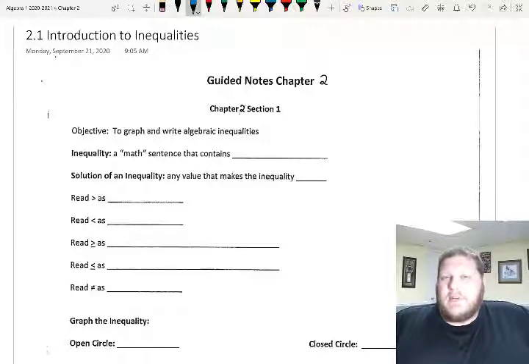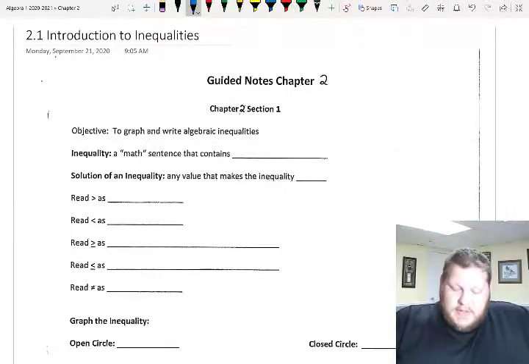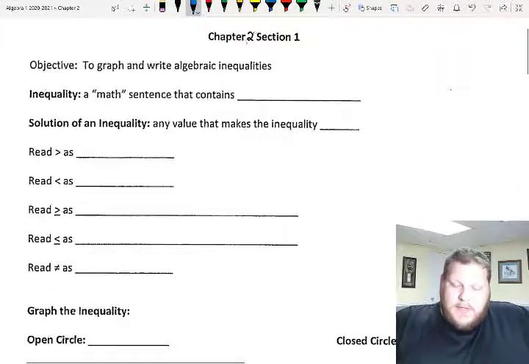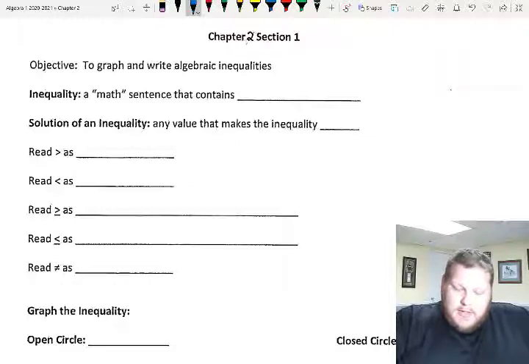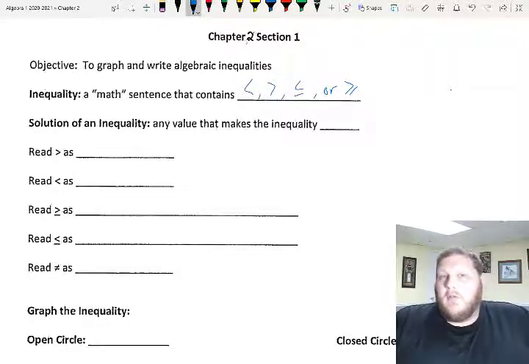Today we're going to get a little more specific with how those inequality symbols tell us what the graph should look like. To start, some basic definitions. An inequality is just a math sentence that contains one of the four following things: less than, greater than, less than or equal to, or greater than or equal to. If it's got one of those four things in there, we call that an inequality.